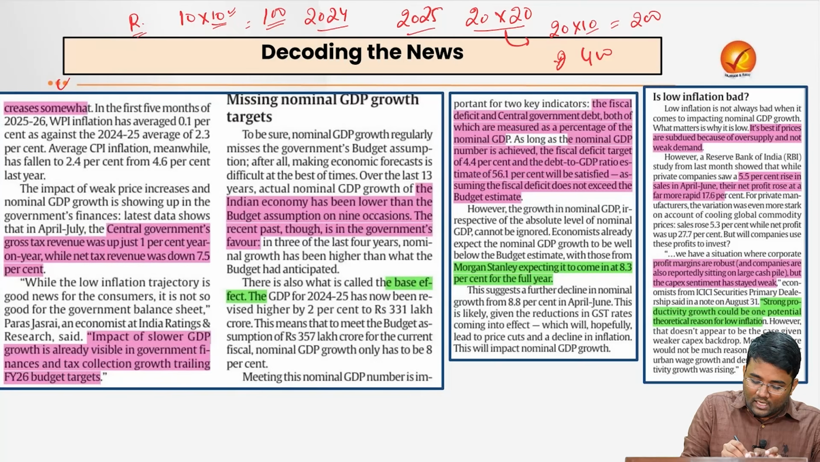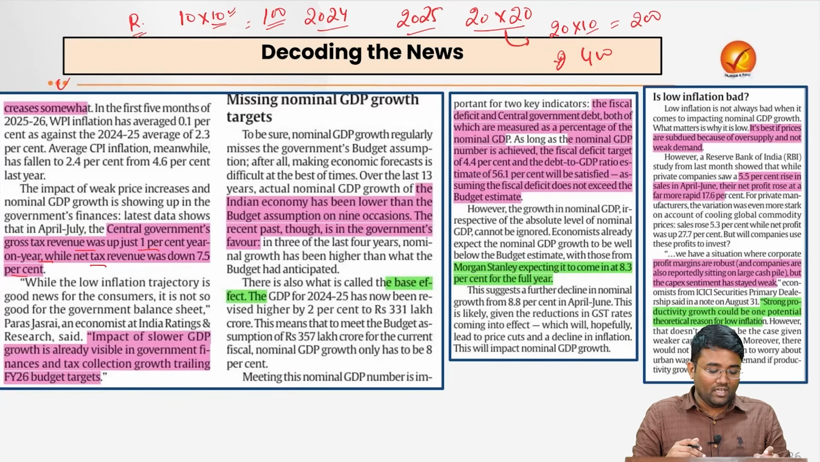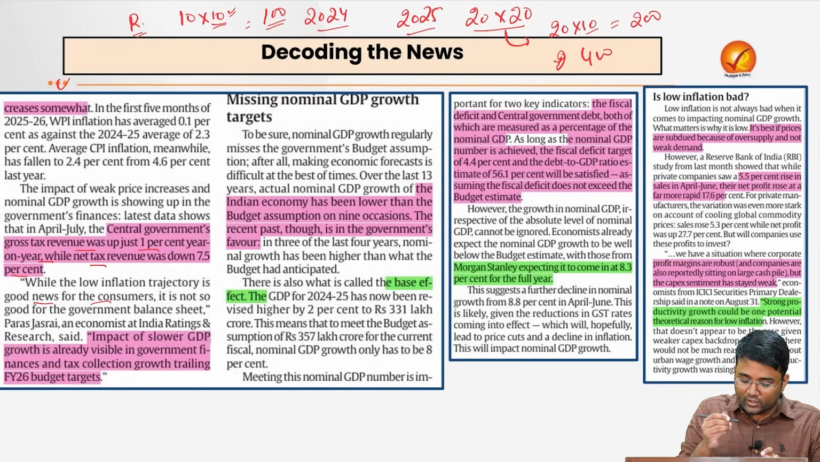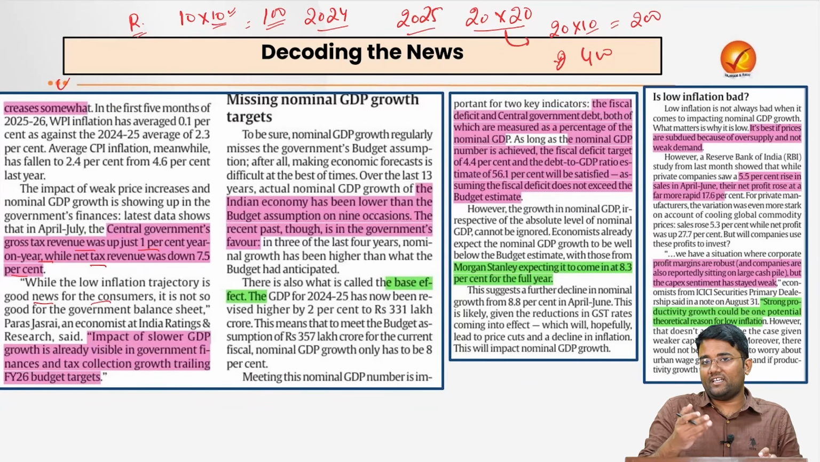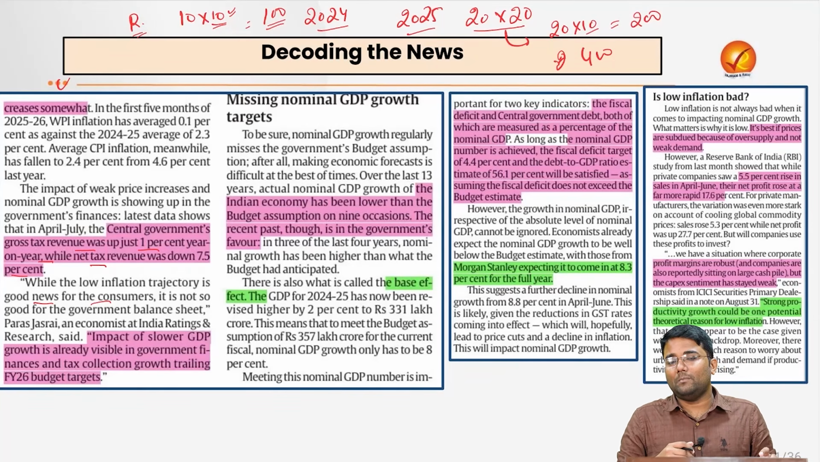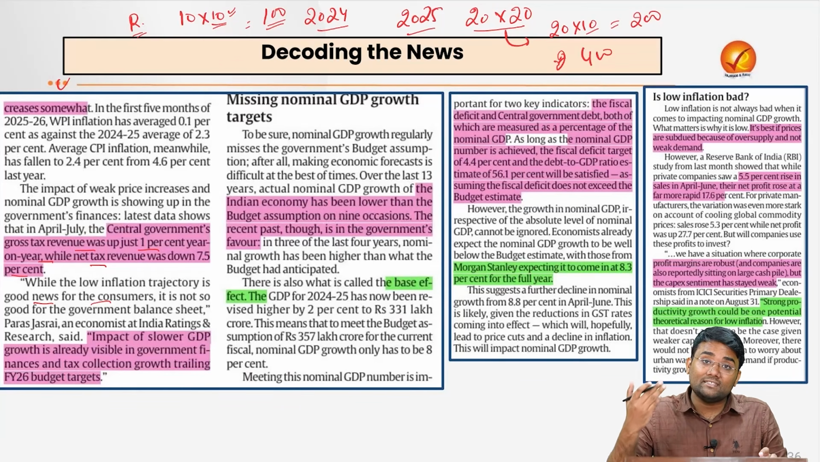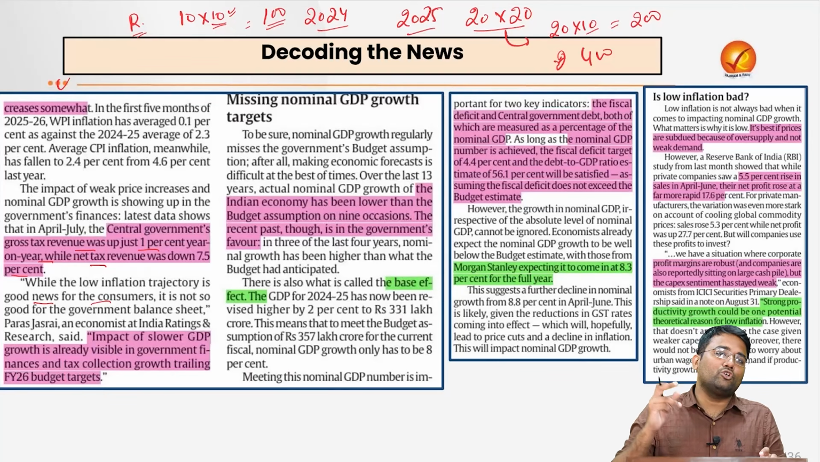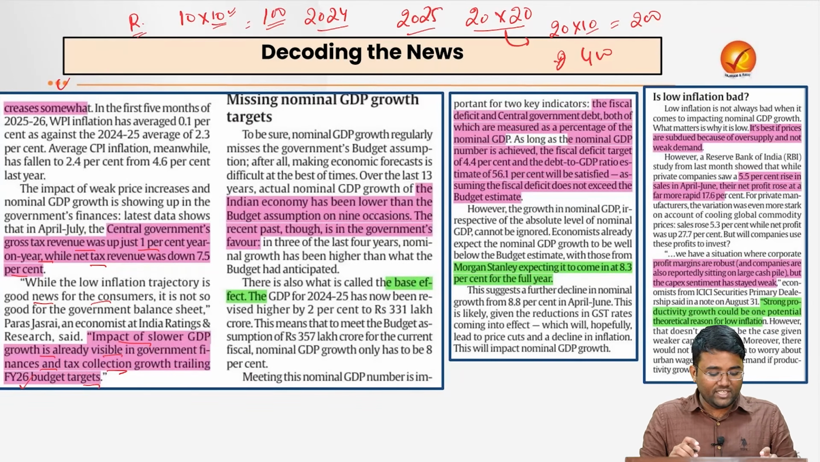Also, the central government's gross tax revenue was up just 1% year on year, while the net tax revenue was down 7.5%, and that is the reason it is creating concerns for the government. Also, the low inflation trajectory is good news for consumers because we will be getting lower prices, and with the GST rate reductions there will also be lower prices, especially for consumer goods. The government is thinking that this will help in increasing consumption expenditure and consumption demand, which will contribute to the overall economic growth rate. Also, the impact of slower GDP growth is clearly visible in government finances, with tax collection growth trailing the financial year 26 budget targets.